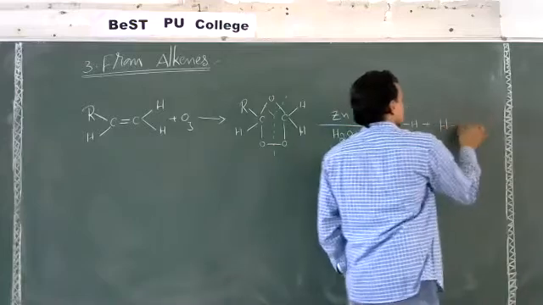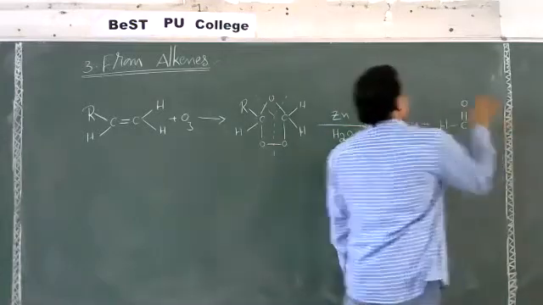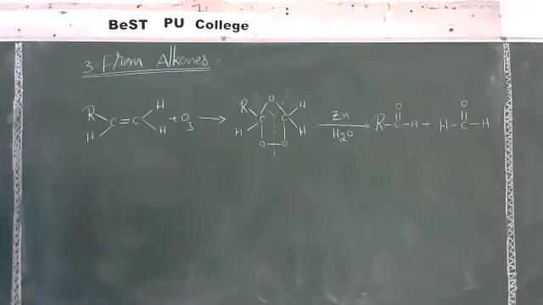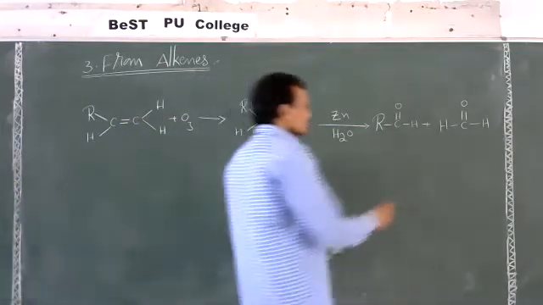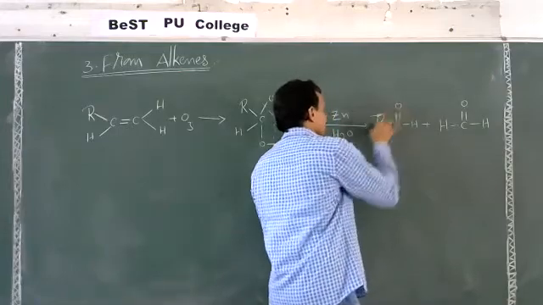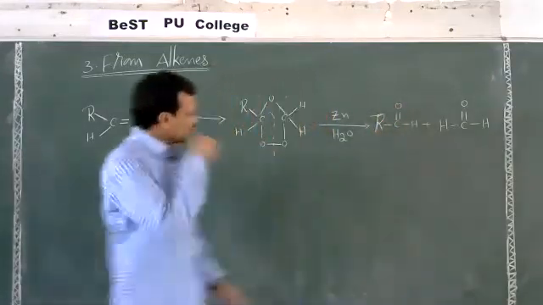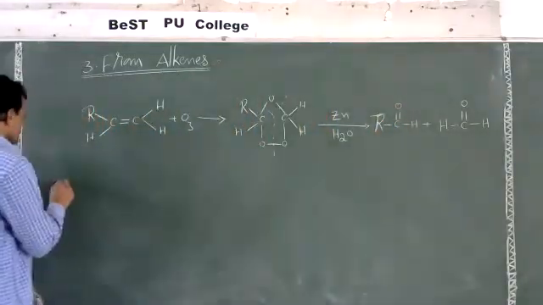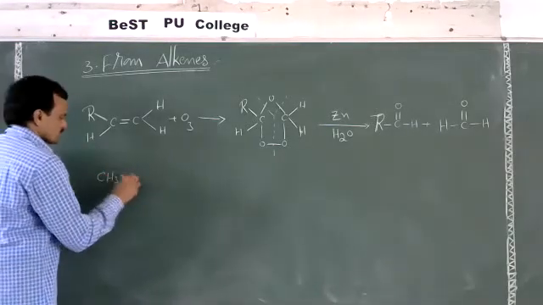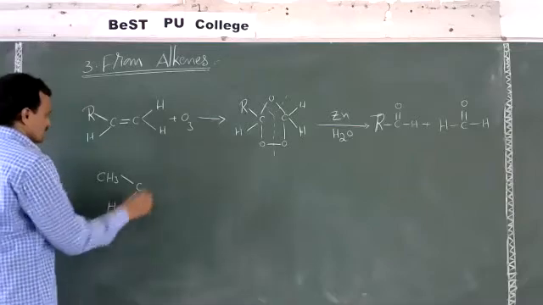RCHO plus HCHO. So in this reaction, we got 1 mole of aldehyde and 1 more mole of formaldehyde. So 1 mole of formaldehyde and 1 mole of aldehyde other than formaldehyde will be formed. I'll take an example for this: CH3 CH double bond CH2.